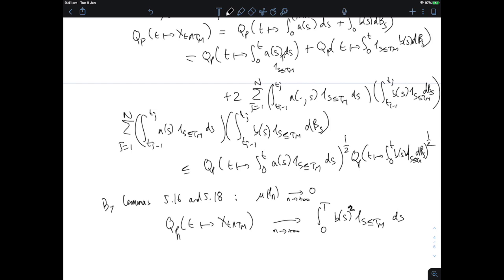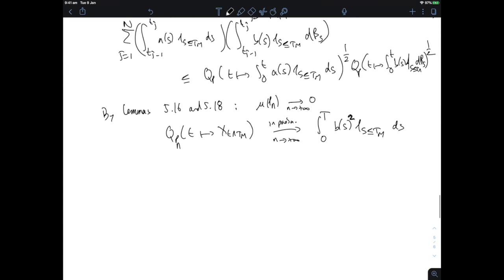Now that is almost what I want, but of course I still have this family of stopping times. But my capital M was arbitrary, and I eventually want to send it to infinity. So here is how you do it. This convergence that we've seen in the lemma happens almost surely, or happens in probability.